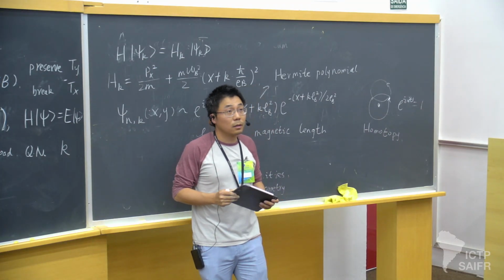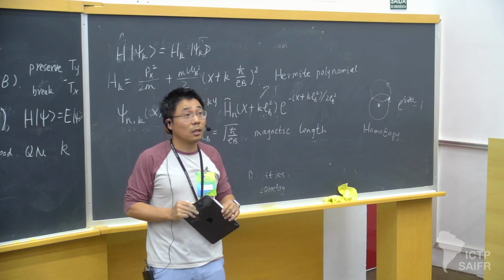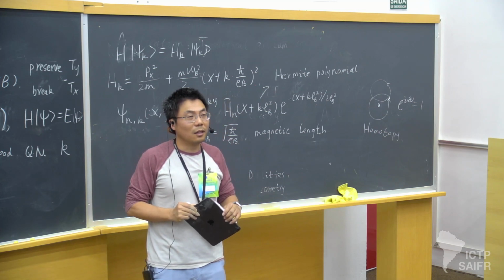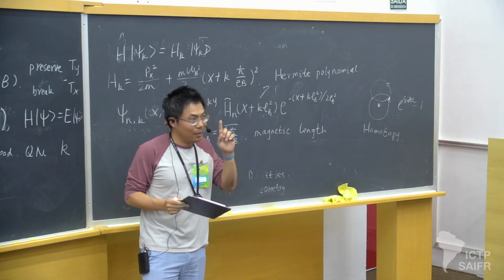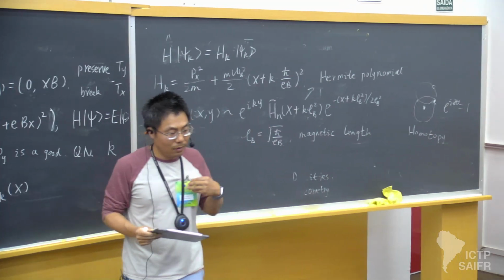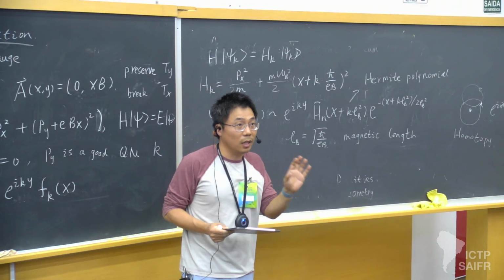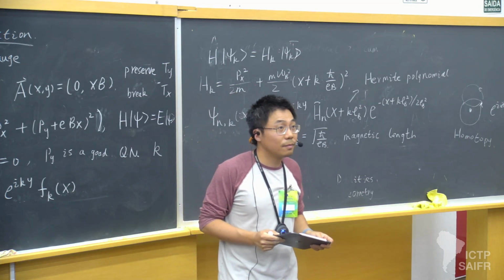In the solutions you found, it's not clear to me what values K can take. Are they real numbers, integers, natural numbers? Yeah, that's a very good question, and that's how you can understand the degeneracy of Landau levels. I will talk about this in the next lecture. Okay.